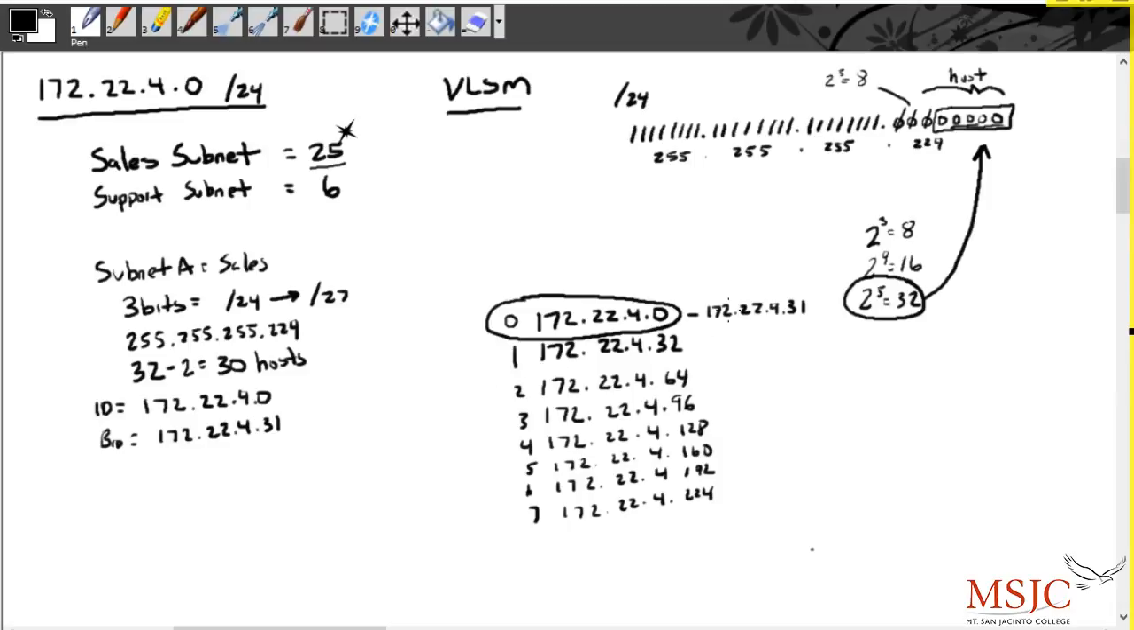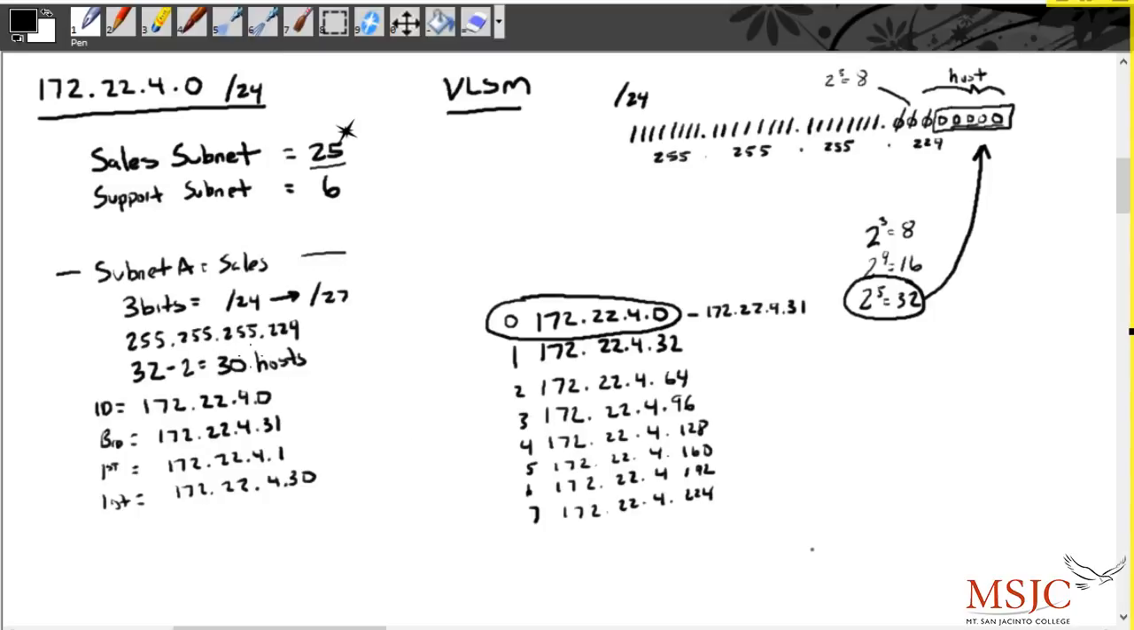I also know that the first IP available to me is going to be 172.22.4.1, and my last IP possible is 172.22.4. And it would be not 31 because that's a broadcast ID. It would be .30. So those are the answers that you need to fill out the table. That's all the information we need for subnet A, which will be the sales subnet.